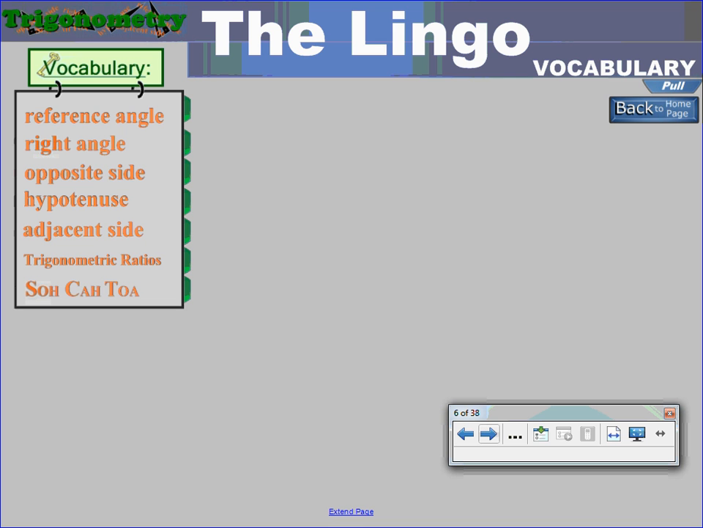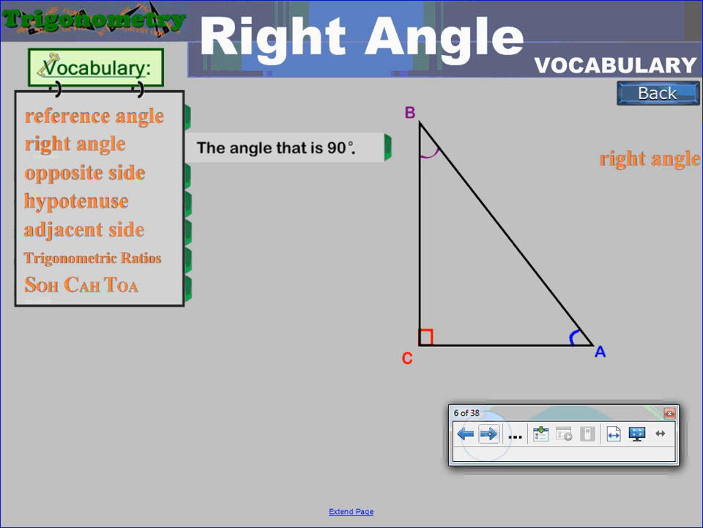Fun stuff. All right, so what kind of lingo are we having today? We're going to be dealing with reference angle, right angle, opposite side, hypotenuse side, adjacent side. All these things should be familiar. And lastly, our trigonometric ratios, SOHCAHTOA for sine, cosine, and tangent. So give me the little nod of the head that only I can see. You remember seeing sine, cosine, and tangent. It might have been a while, but you remember seeing it. That's awesome. Today we're going to refresh your memory.